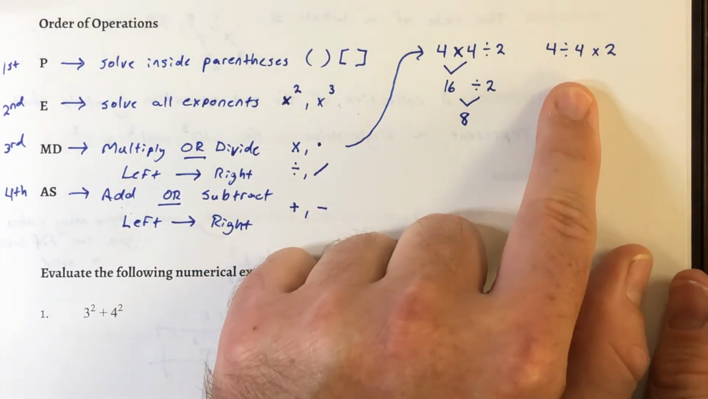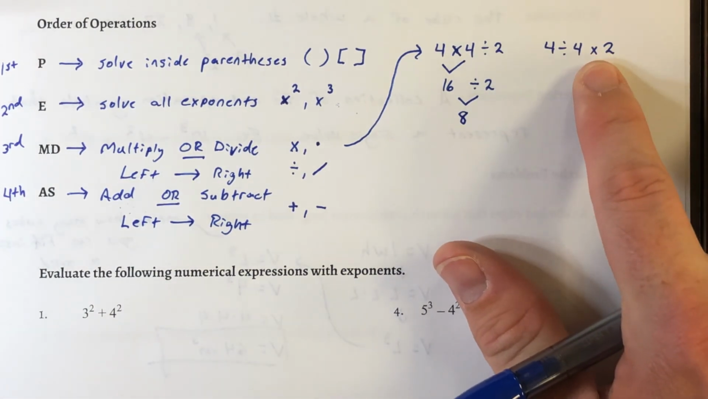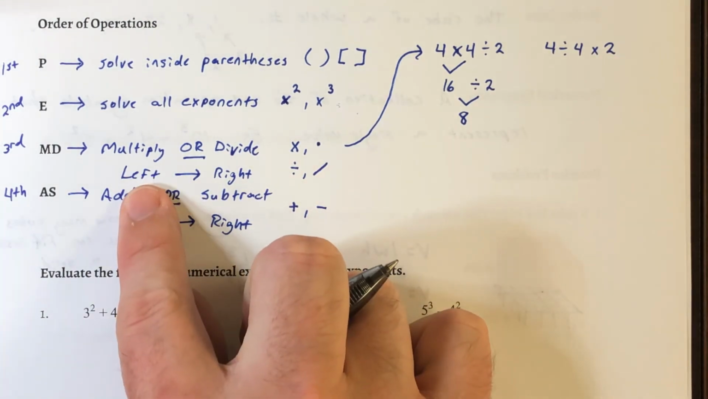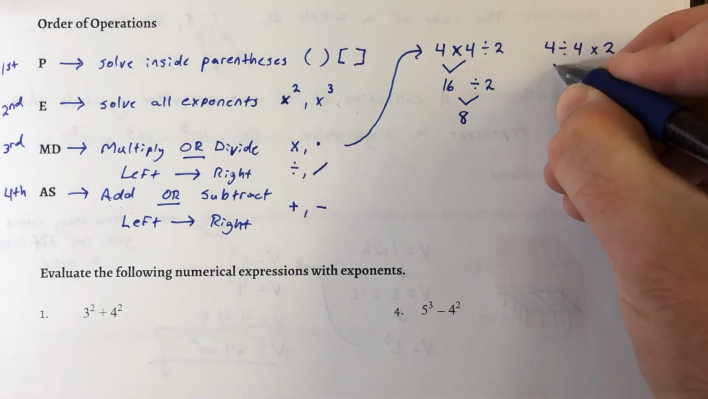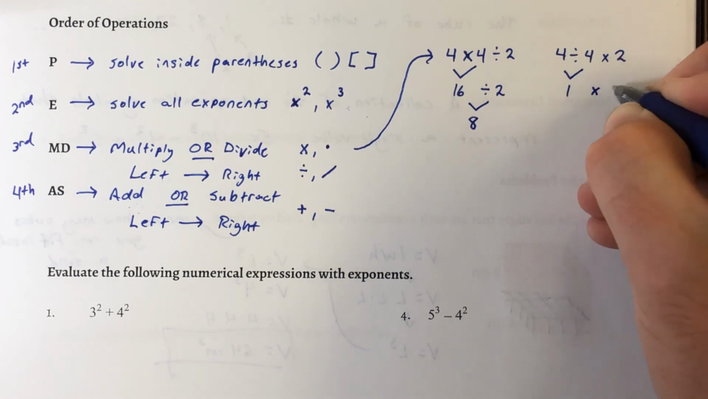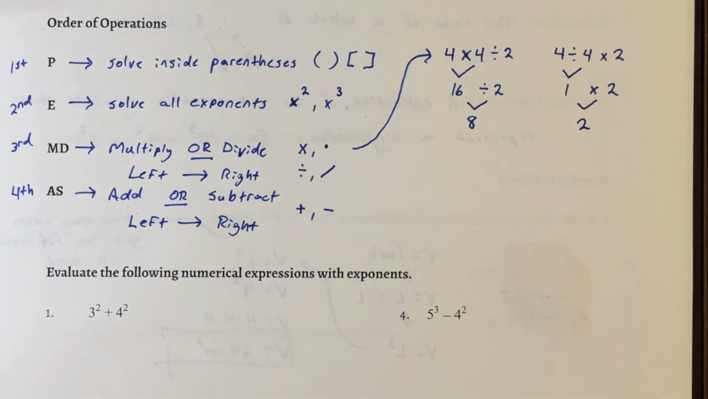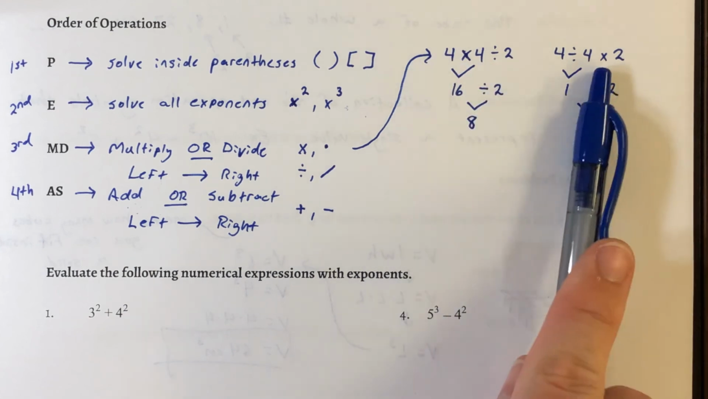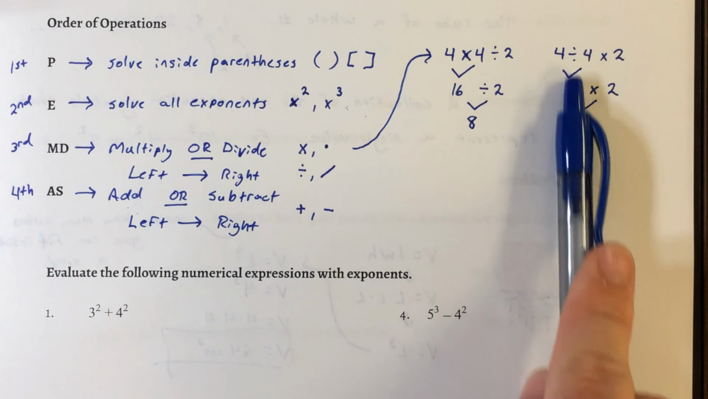Now let's look at this example. In this example, we have division first and multiplication second. How do I know which one to do first? Well, it says multiply or divide left to right. So I have to start on the left and do 4 divided by 4 first. 4 divided by 4 is 1. And then I'm going to multiply second. 1 times 2 is 2. So identical numbers. However, I switched the signs just to show you that when multiplying or dividing, always work left to right.